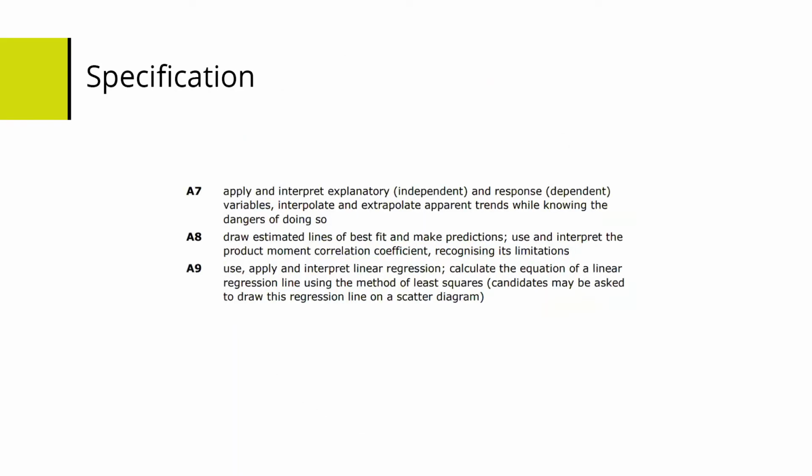The specification references show that we need to apply and interpret explanatory, independent, and response, dependent variables, and interpolate and extrapolate apparent trends while knowing the dangers of doing so. We should be able to draw estimated lines of best fit and make predictions using and interpreting the product moment correlation coefficient, recognizing its limitations. We should also use, apply and interpret linear regression, calculating the equation of the linear regression line using the method of least squares. A reminder that candidates may be asked to draw this regression line onto a scatter diagram.